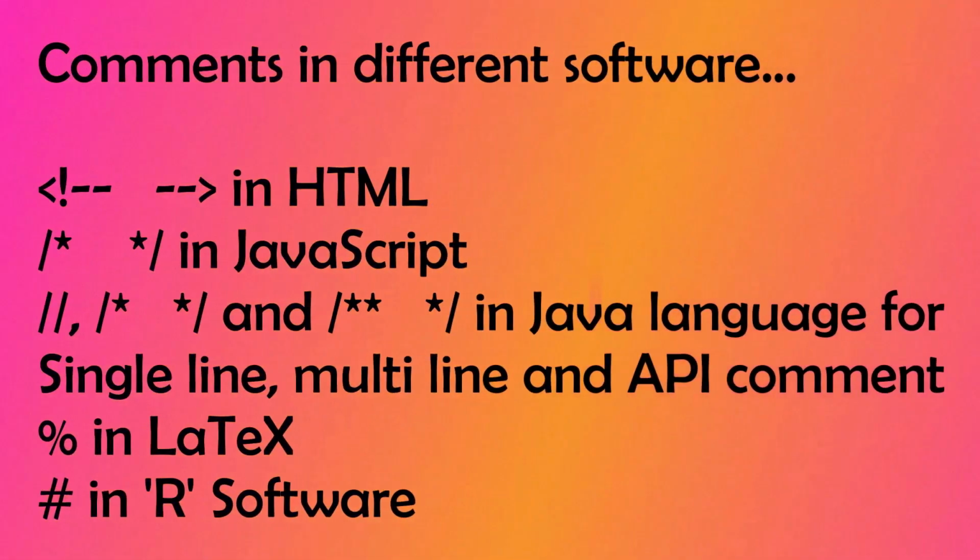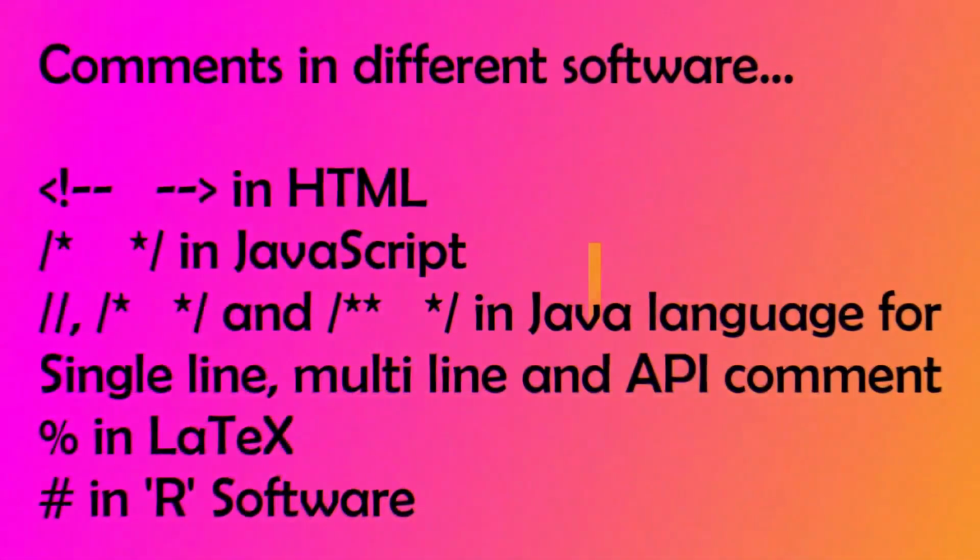As you can see here, in HTML you can write a comment within exclamation dash dash and dash dash. In JavaScript you can write a comment between slash star and star slash. In Java you can write three different types of comment: single line comment, multi-line comment, and API comment, which can be written using double slash, slash star star slash, and slash double star star slash respectively. In LaTeX you can write a comment using the percentage sign. And finally R software, where you can write a comment using the hash symbol.